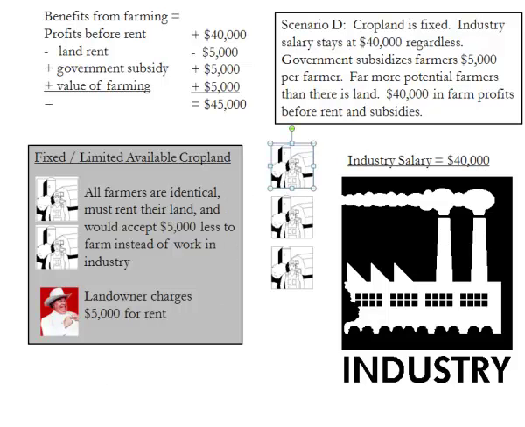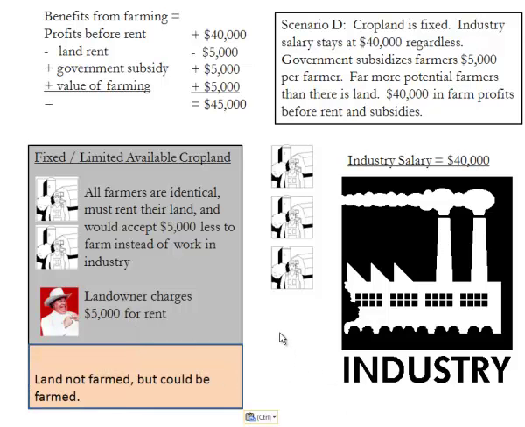And now we're going to say that instead of there being a fixed amount of cropland, we're going to say that farmers can acquire more land. The area of this box was cropland, and before it was the fixed amount of cropland. Now it is cropland that is farmed. And down here, in this box, we have land that is not farmed, but it could be farmed.